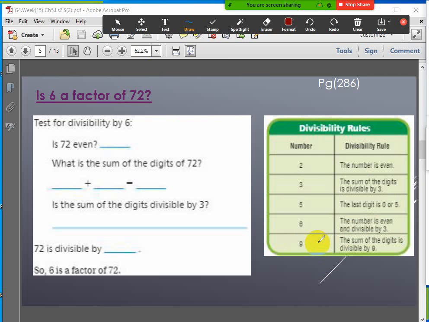Which step you don't understand, Duha? Which step? You have to tell me.